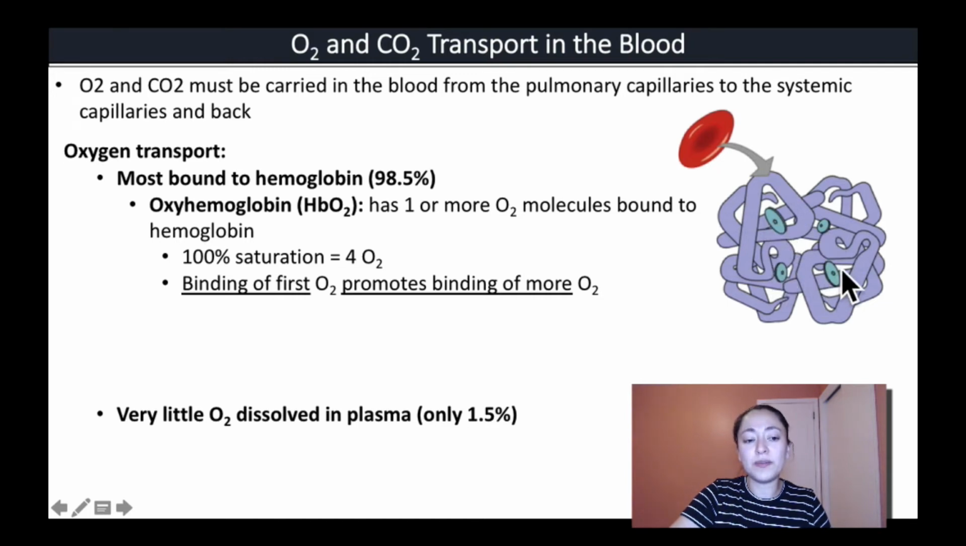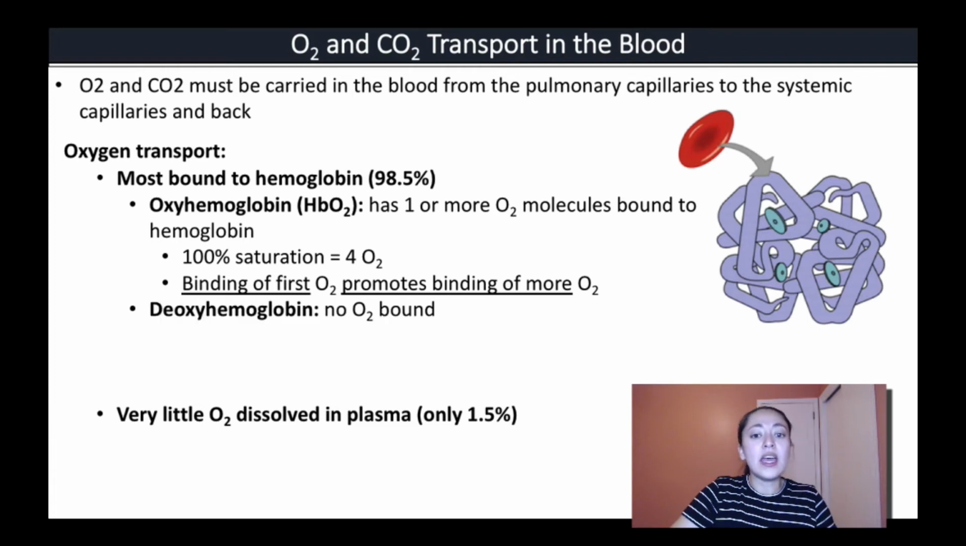4 heme groups. The binding of the first oxygen molecule to one of these heme groups actually promotes binding of other oxygen molecules, and that has to do with some slight molecular changes that occur. If there's no oxygen bound to the hemoglobin at all, then we would call it deoxyhemoglobin.